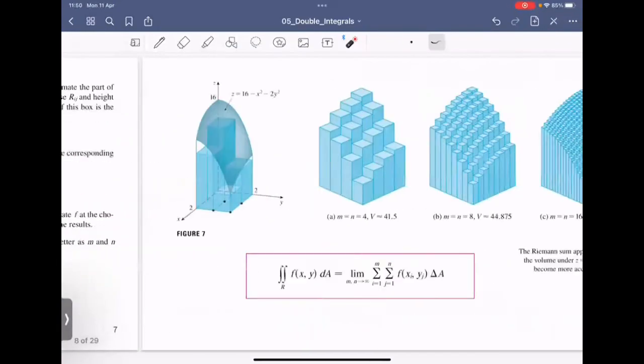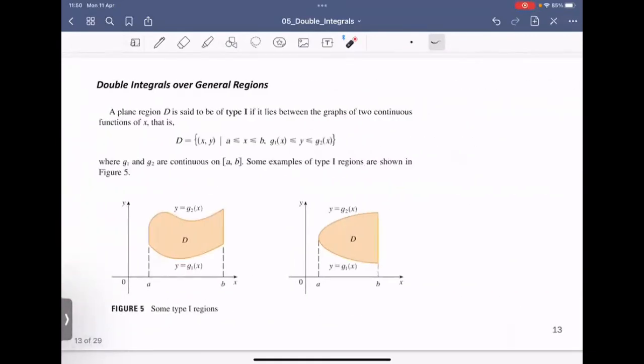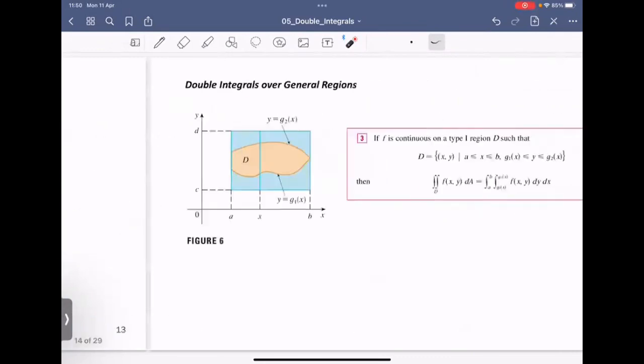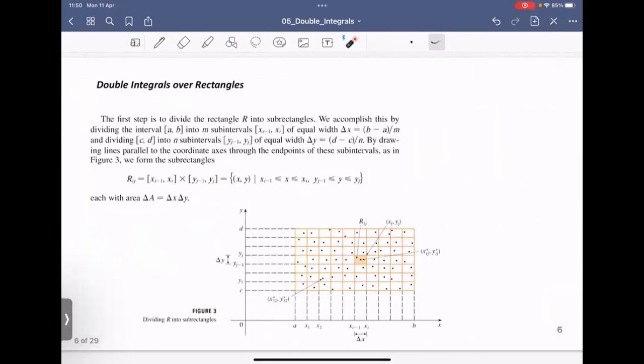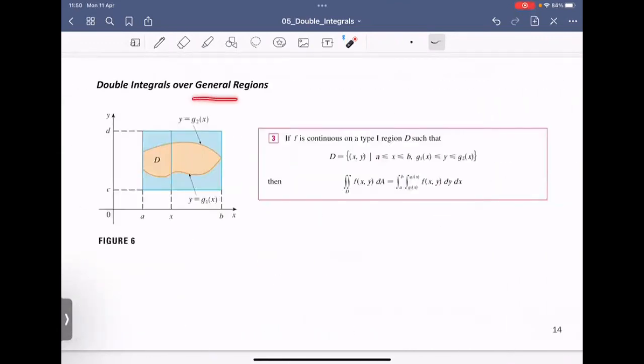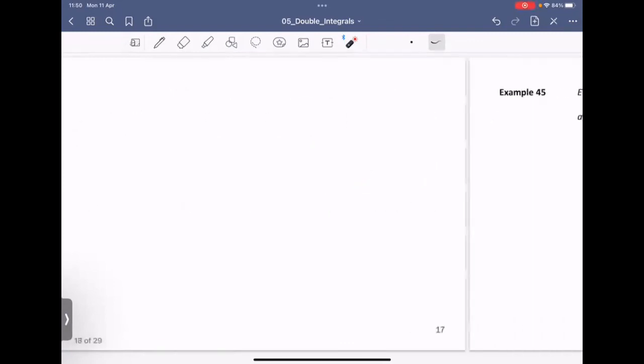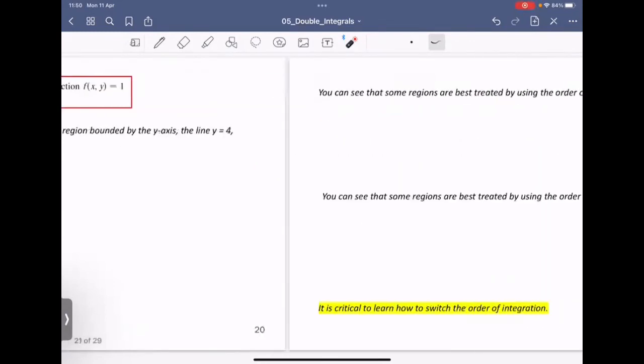When we come back after Songkran, we're going to look at more example 43, and then we're going to move to double integral over general regions, where the domain is no longer a rectangle. When you look at the general region, it's going to make the integral side more complicated.